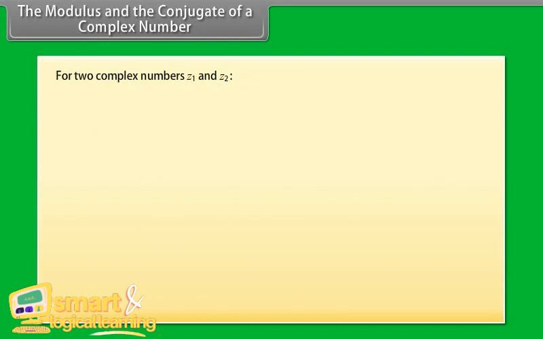For two complex numbers z1 and z2, modulus of product of z1 and z2 is equal to modulus of z1 into modulus of z2. Modulus of z1 by z2 is equal to modulus of z1 by modulus of z2, provided modulus of z2 not equals to 0.